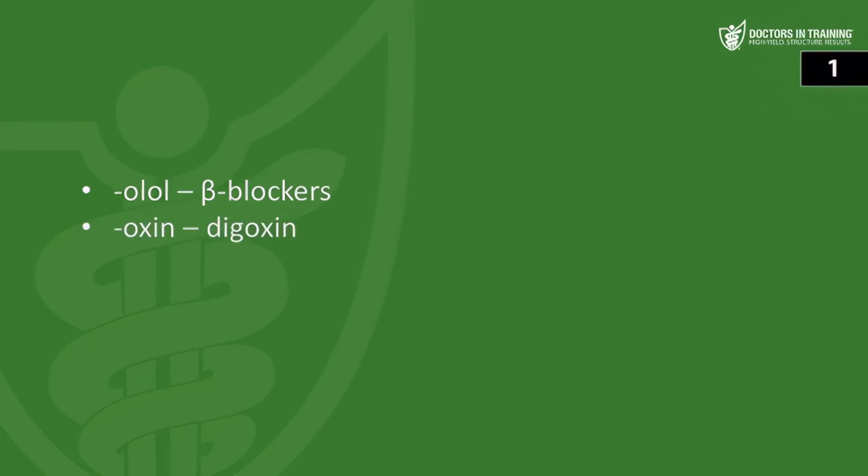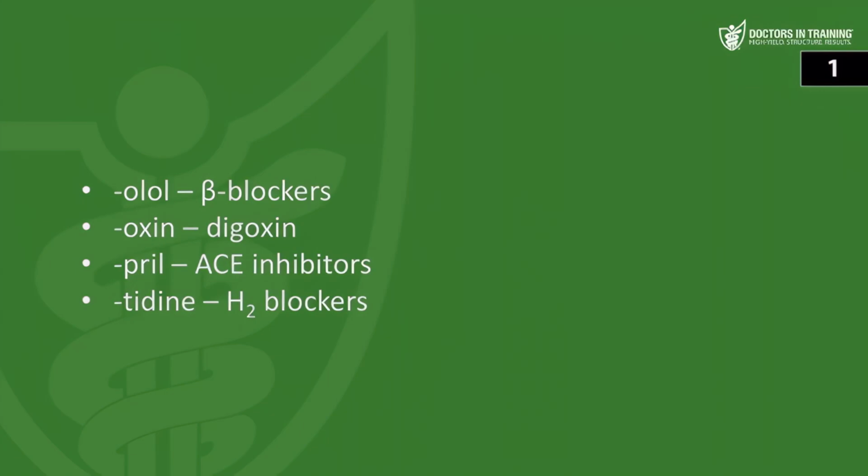-oxin is going to be the cardiac glycoside digoxin. -pril is going to make you think of ACE inhibitors. -tidine are going to be your H2 blockers. And then -tropin in general is going to refer to pituitary hormones.